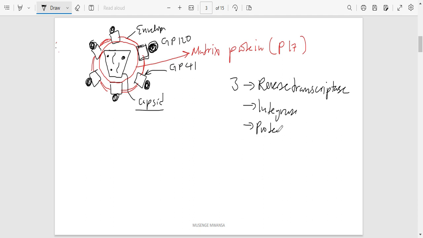Now, why do we need to have all these proteins? Well, we're going to understand why we need all these proteins in this virus. This is just the structure of this virus. So basically, this is the basic structure of this virus.